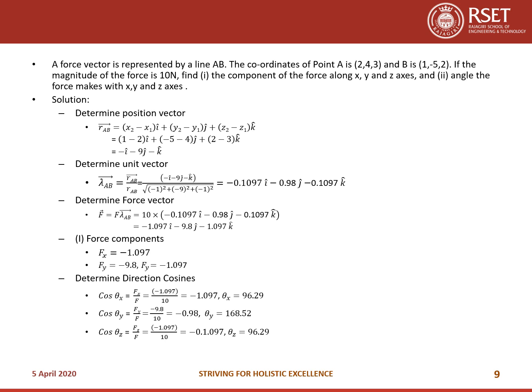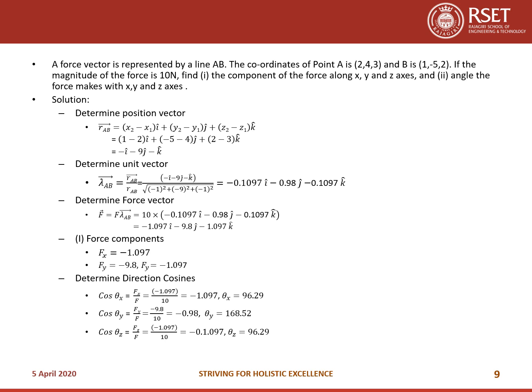Position vector AB will be (x2 minus x1) i plus (y2 minus y1) j plus (z2 minus z1) k. Here x1, y1 and z1 is 2, 4, 3, and x2, y2, z2 is 1, minus 5, 2. So it is not RBA. If it is RBA, it will be x1 minus x2. If it is RAB, it is x2 minus x1, right? So from B to A.